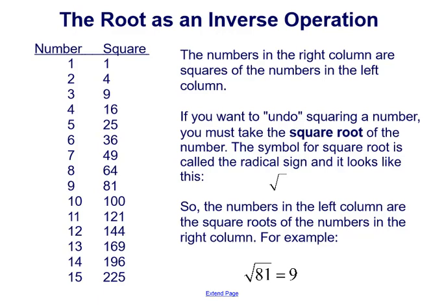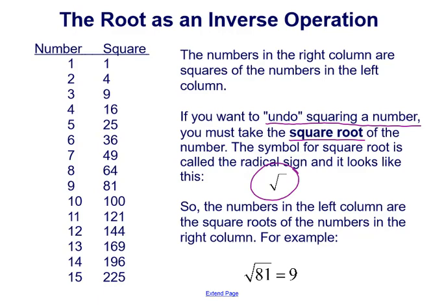So here we have the numbers in the right column of this table are squares of the numbers in the left column. So 1 squared is 1, 2 squared is equal to 4, 3 squared is equal to 9, 4 squared is equal to 16, and so on and so forth. Now, if you want to undo squaring a number, you must take what we call the square root of the number. The symbol for the square root is called the radical sign, and it looks like this. So the numbers in the left column are the square roots of the numbers in the right column.